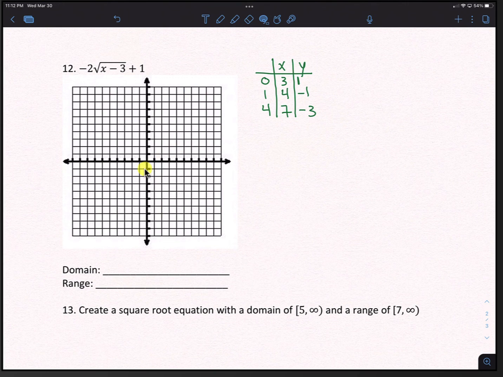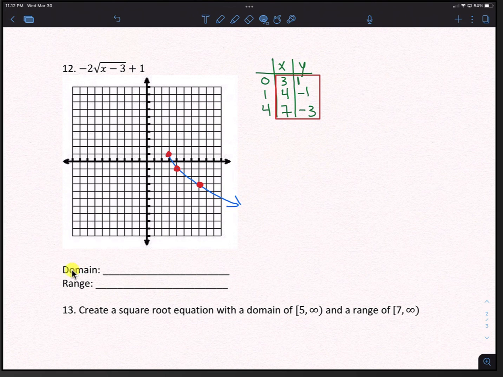Well, let's plot those points on the grid. These points here, and this is 3, 1. This is 4, -1. And this is 7, -3. So the graph will begin here and then go downward passing through these points.